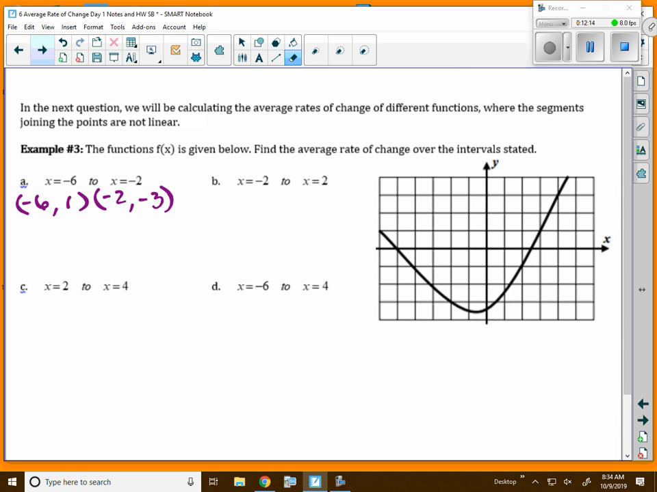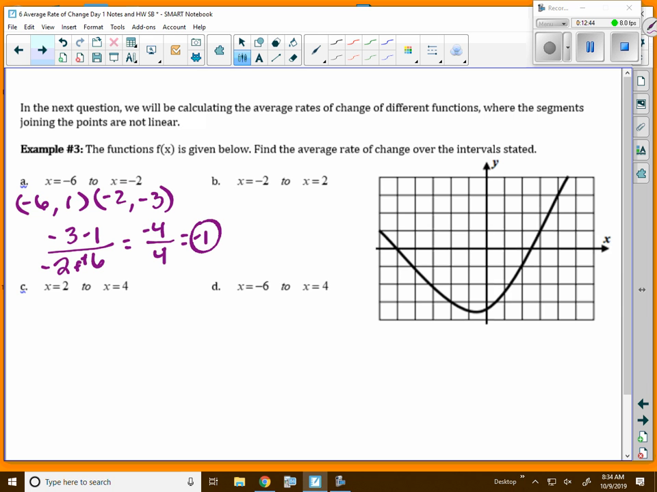Okay, now we're going to use slope formula to find the actual average rate of change there. So my y is on top, negative 3 minus 1. On the bottom, negative 2 minus negative 6. What's going to happen there on the bottom? Addition. All right, what's negative 4 divided by 4? Negative 1. So our average rate of change from where x is negative 6 to where x is negative 2 is a change of negative 1.